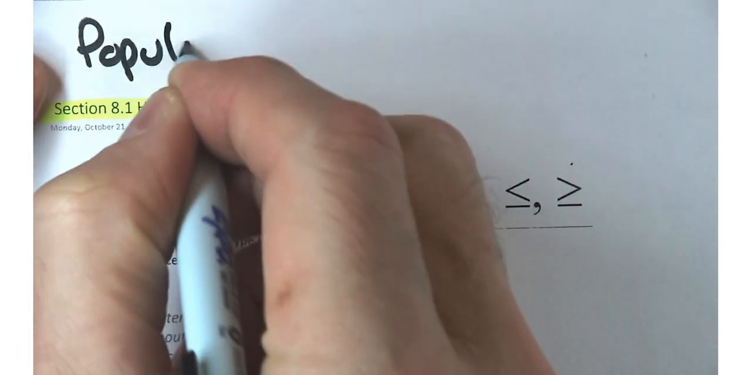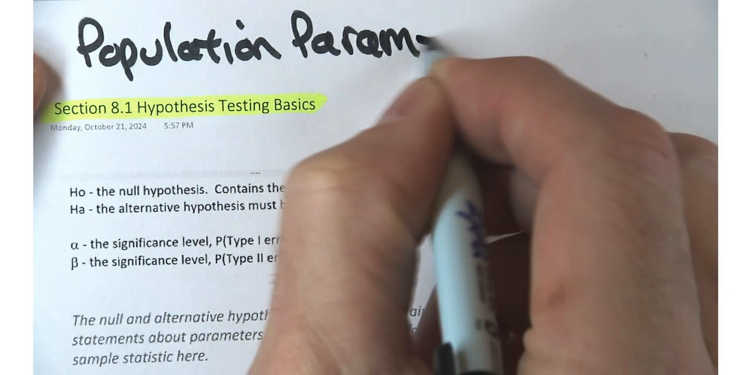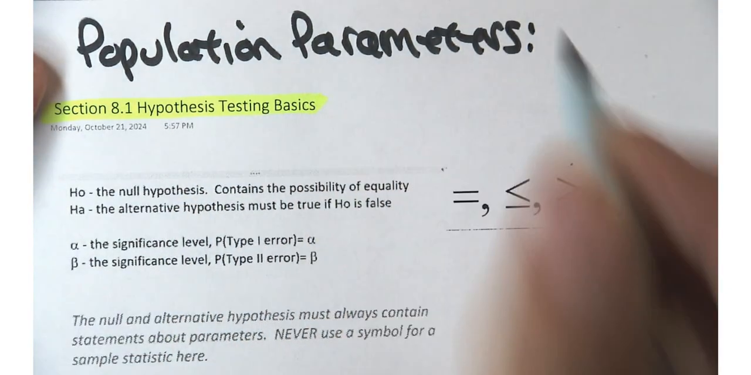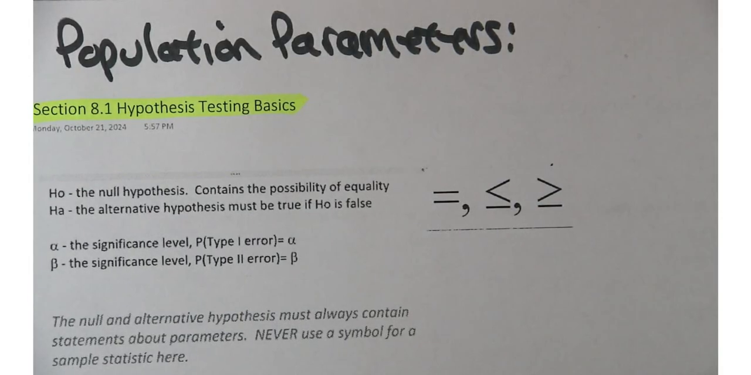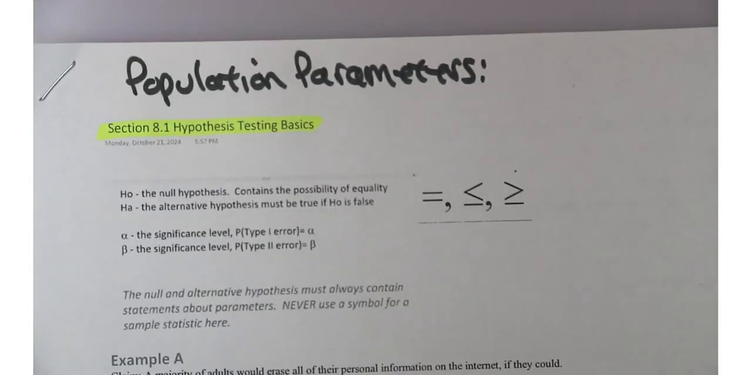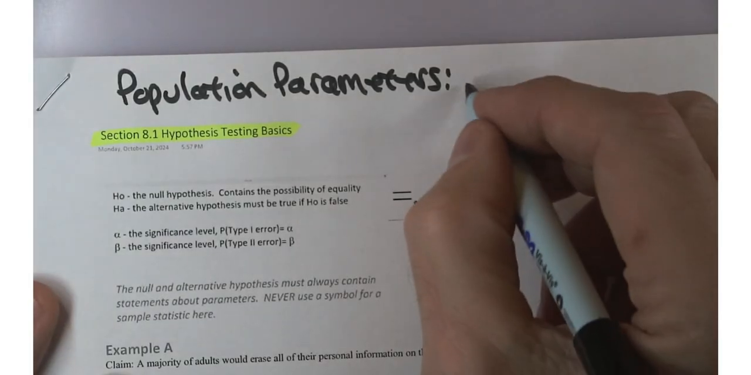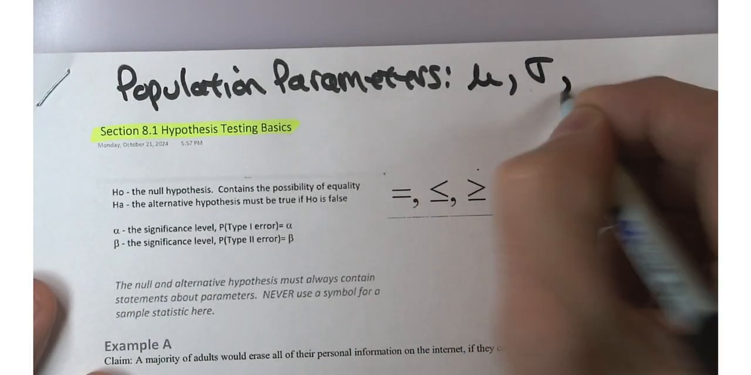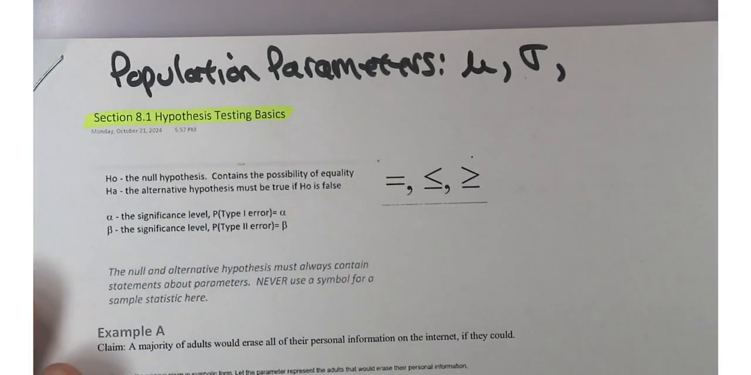Now, your hypothesis tests always involve population parameters. So let's remind ourselves the notation for parameters. What are our parameters that we've worked with in this class so far? I'll give you a hint. 2 of them are Greek letters. Mu and sigma. And there's one more population parameter that we've dealt with so far. What is it? P. Yeah.